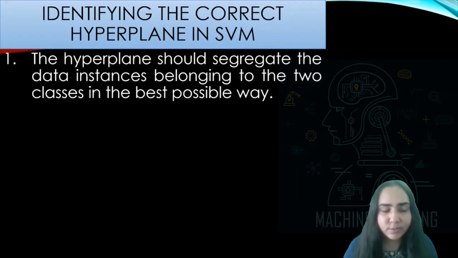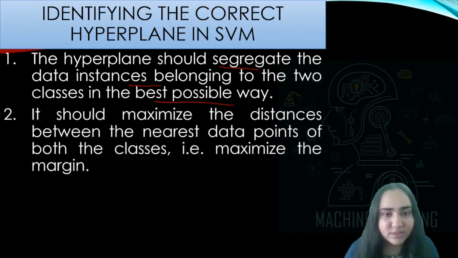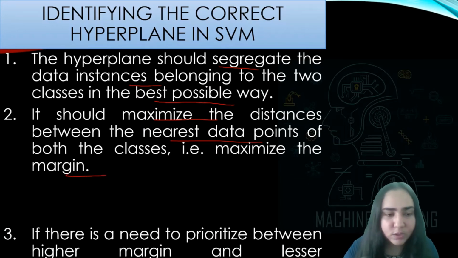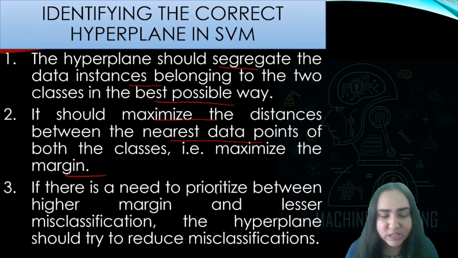So to conclude, how do you select a hyperplane? First, you should segregate the data instances belonging to the two classes in the best way possible. That's our first rule. Second, it should maximize the distances between the nearest data point, which means maximize the margin that we talked about. The third point is if there is a need to prioritize between higher margin and lesser misclassification, you will choose lesser misclassification. So it's classification over margin.